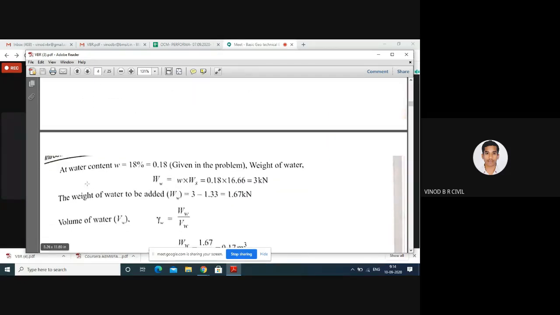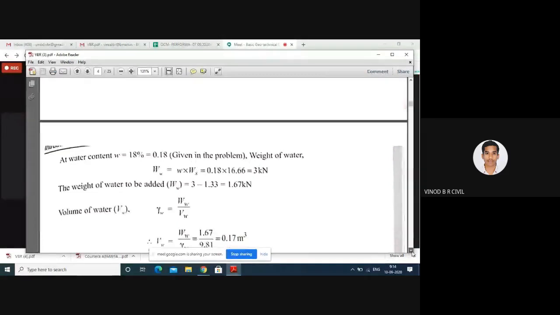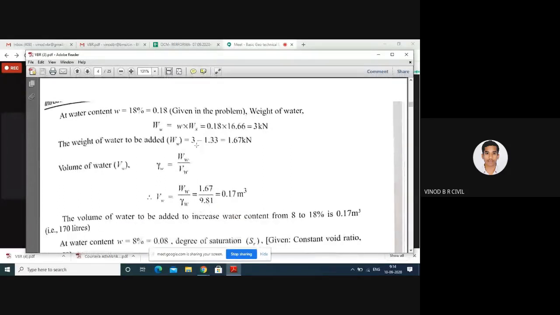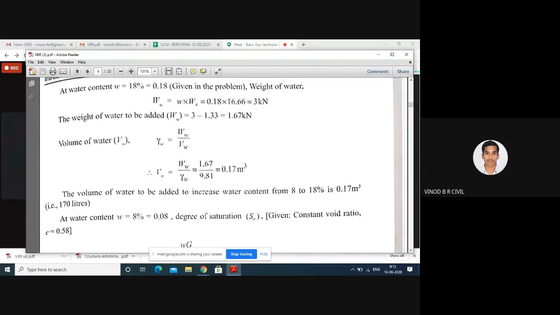Now, water content small w is equal to 18%, that is 0.18, given in the problem. Now, weight of water is equal to water content into weight of soil, that is 3 kilonewton. Weight to be added, that is weight of water, equals 3 minus 1.33, that is 1.67 kilonewton. Volume of water: gamma W is equal to weight of water divided by volume of water.